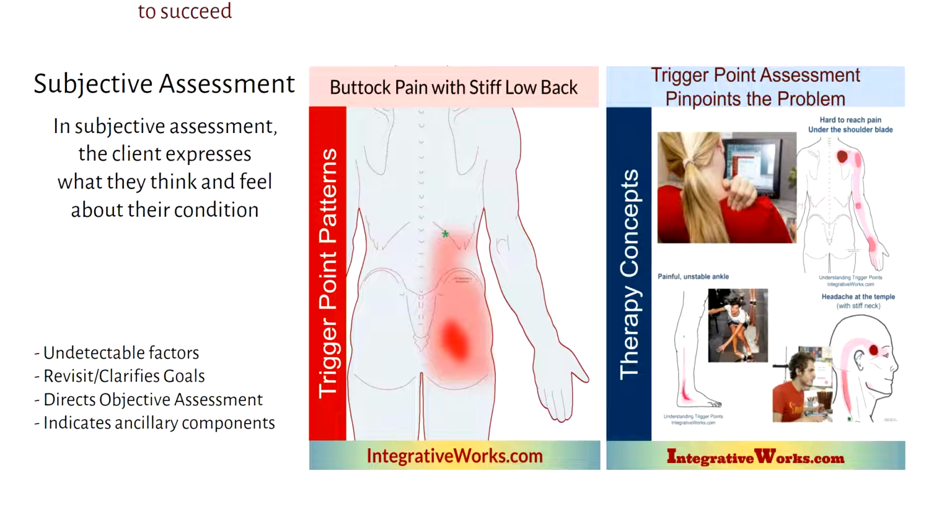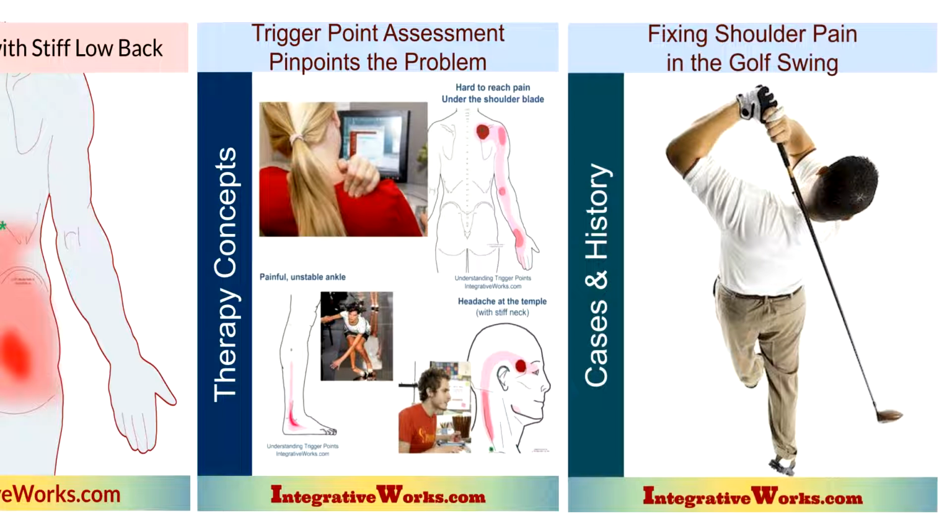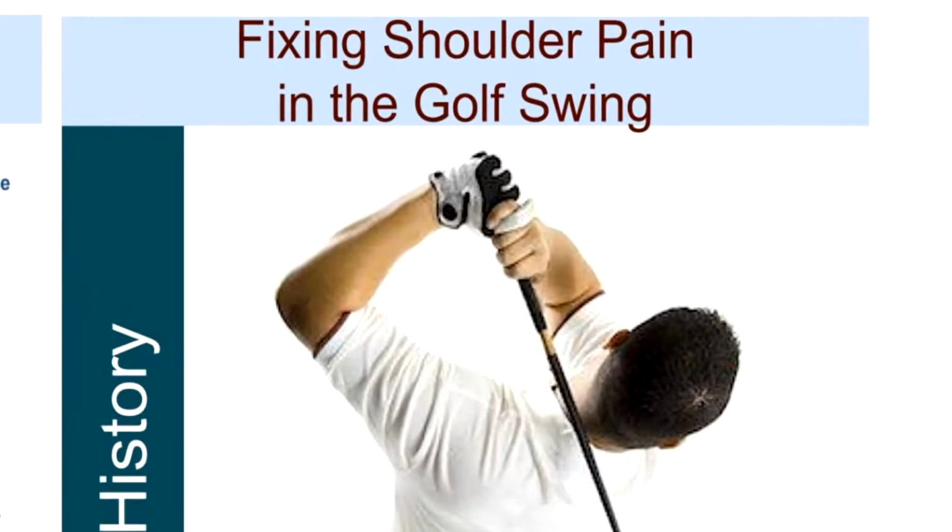Subjective assessment takes goals, makes them better defined, and offers some direction for objective assessment. It also indicates ancillary components. In the case of the golfer who had the shoulder problem, it was interesting that at a point he said, about a month before I developed this shoulder problem, I got hit in the head, and he pointed right to the place where the cranial governor is for that shoulder. Usually it's not that clear.